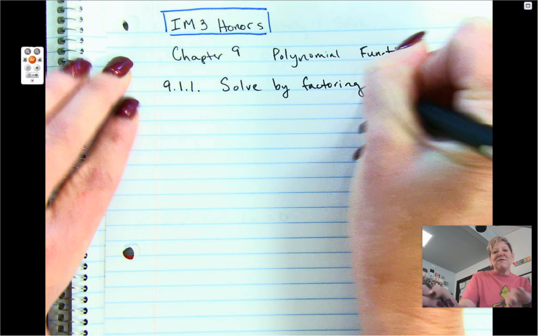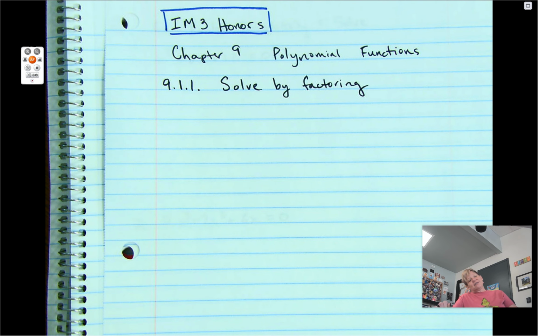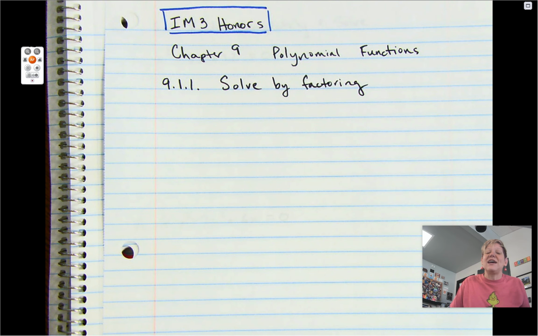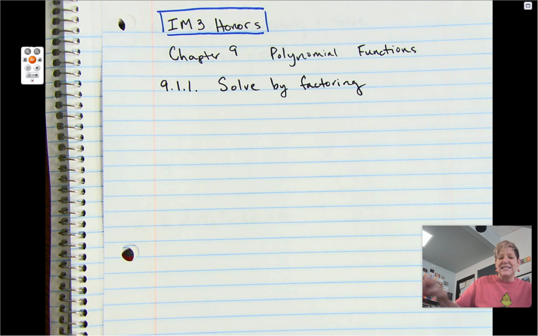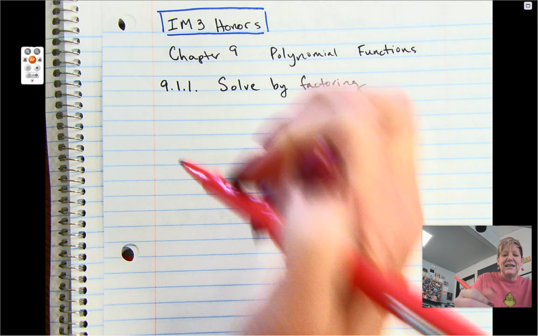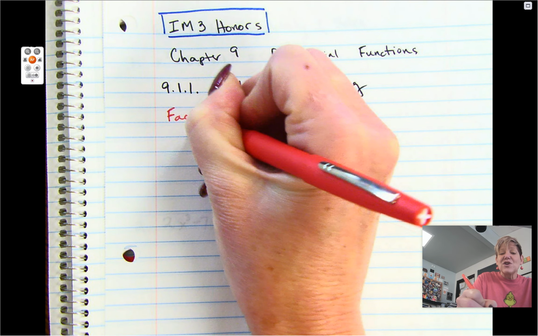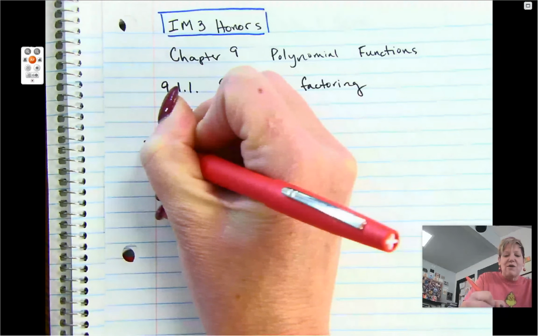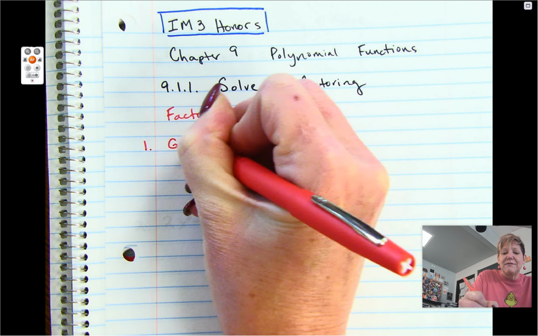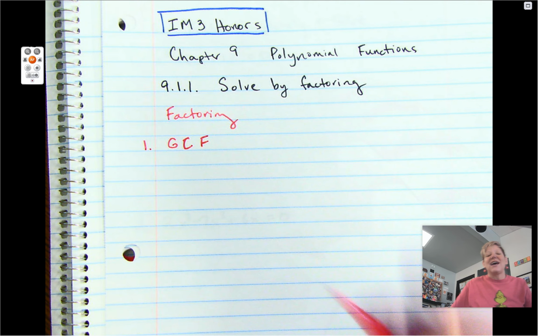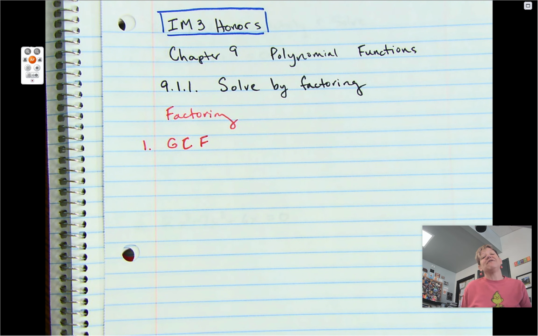So I'm going to go over the steps of factoring, some of which you did last year in IM2, but we're going to go ahead and review those and add a little bit more. So the first step to factoring, right? If you're factoring, the first thing that you always want to do is look for a GCF, a greatest common factor. So see if they have a factor in common and factor it out first. That's always what you do first in factoring.